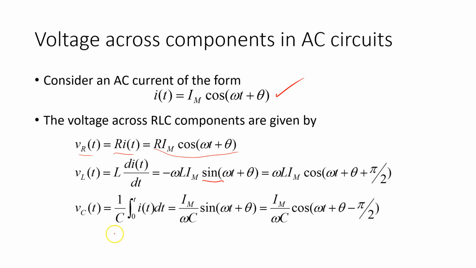And for the capacitor, similarly, I will integrate this time. I integrate i(t), and then I get Im/(ωC) sin(ωt + θ). And again, converting that to cosine form, I now have minus π/2 radians or minus 90 degrees. So that tells us already the phase shift between the inductor and capacitor voltages is 180 degrees, or they're totally out of phase.